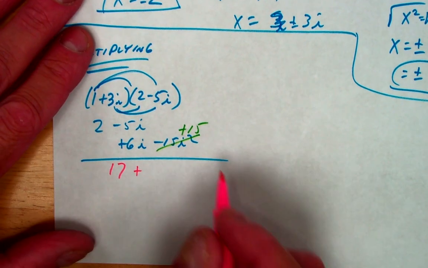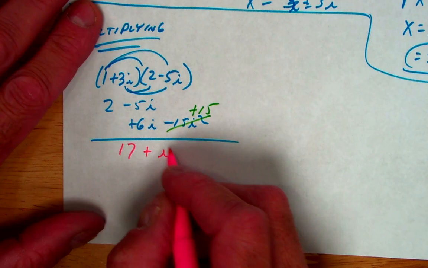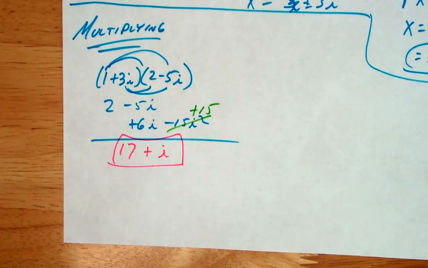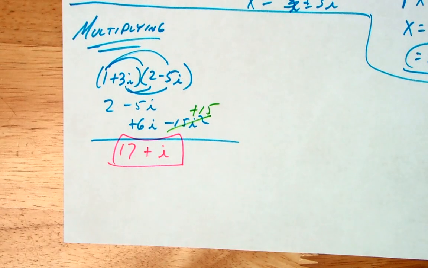I'm just joking. 17. 17 plus i. Yeah. Can you imagine that? Oh, God, I'm so bad with numbers.